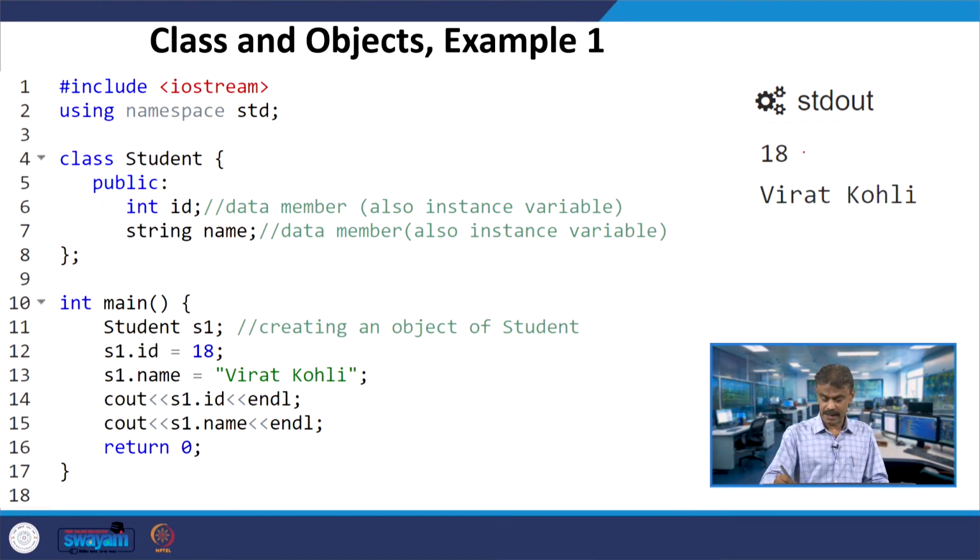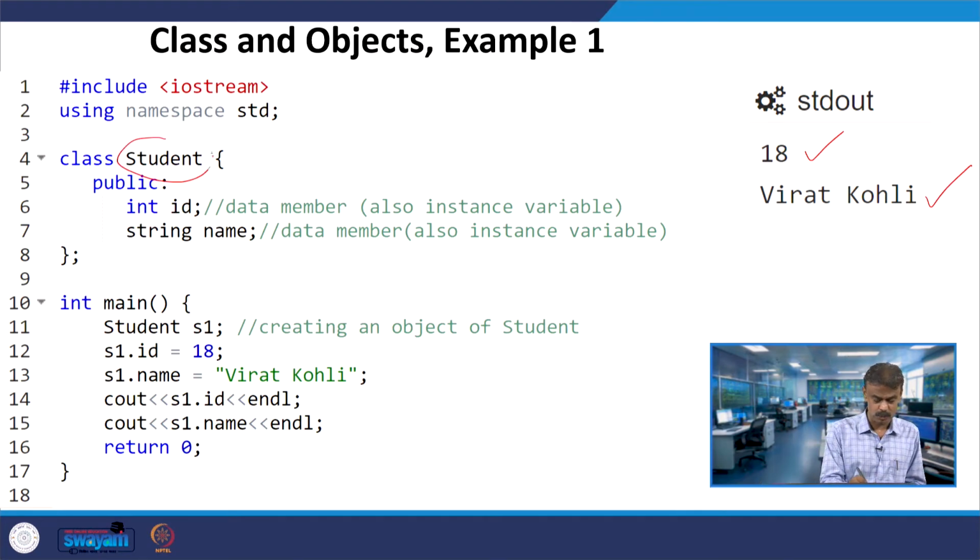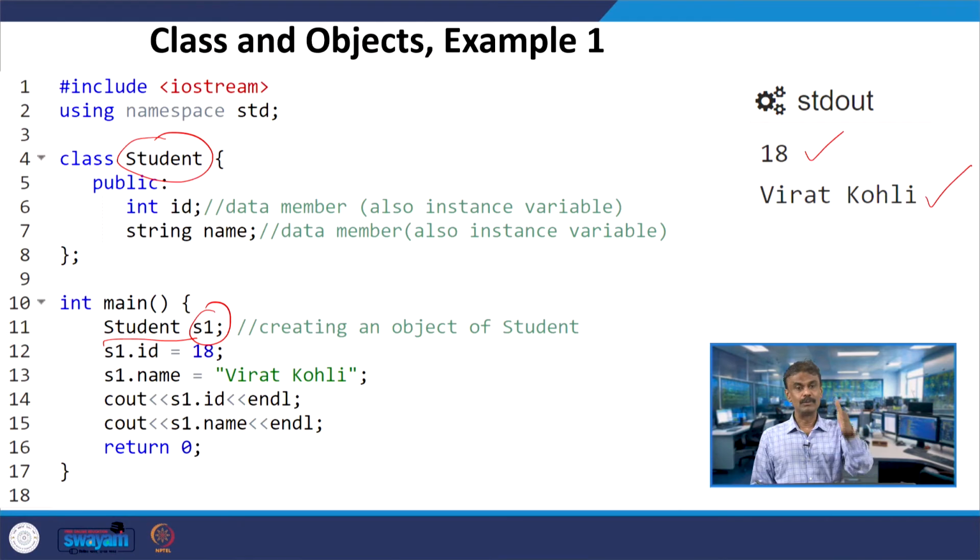S1 dot id is 18, S1 dot name is Virat Kohli. This you are writing using the class and object. So, the first program that we are using, the basic program: the name of the class is student, and then you instantiate an object S1 under the class student, and then how to give the values for this.